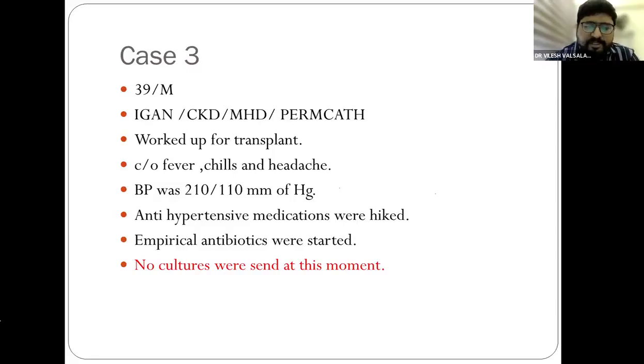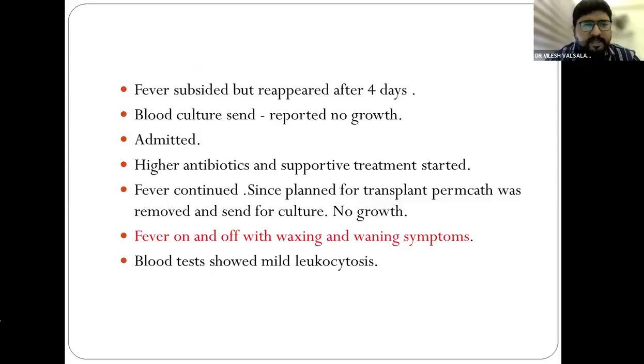But this time the technician or the doctor on duty had not sent any cultures at this point of time, because it was a straightforward case of accelerated hypertension with infection secondary to the catheter. Now the fever subsided, but it reappeared after 4 days. The blood culture was sent, which was reported later as no growth because antibiotics had already been administered to this patient. In view of the ongoing fever, and the patient being due for transplant workup, the patient was advised admission and started on higher antibiotics and supportive treatment.